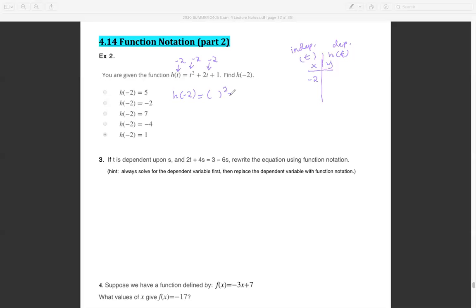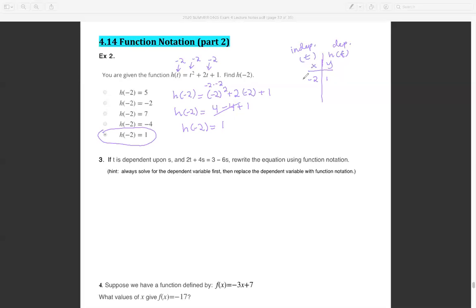And then over here, what's going to be the result? Well, when you plug in the -2, you're going to have to square that. And whatever you're plugging in, the whole thing is squared. So this means -2 times -2, which is a +4. And then +2 times -2, that's -4 plus 1. So +4 minus 4, that's just 0 plus 1, and that would just give us 1. 0 plus 1 is 1. So this is our answer here. What's happening is when you plug in a -2, you get out a 1.